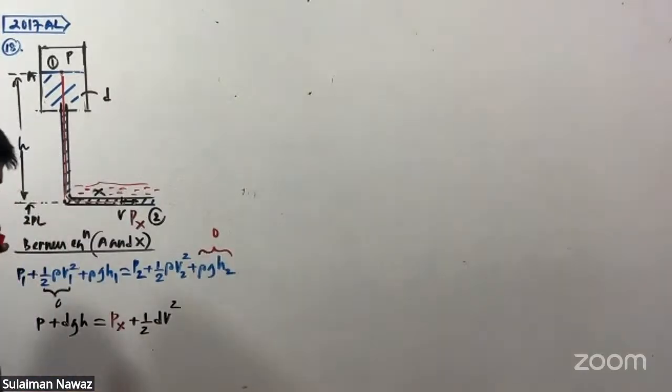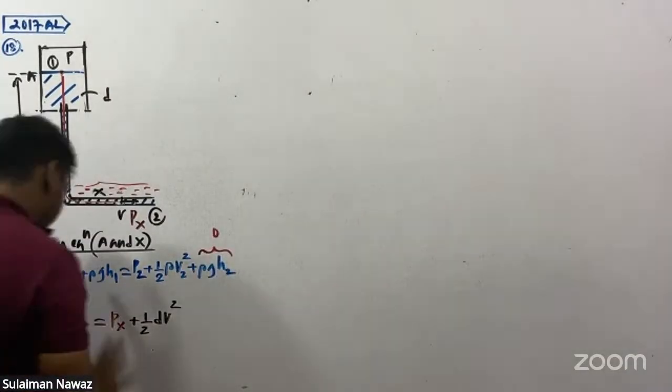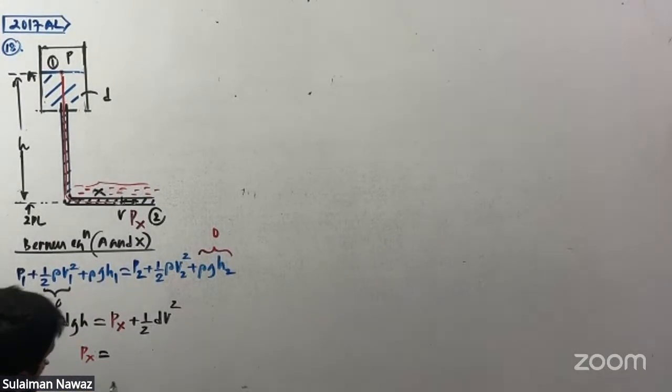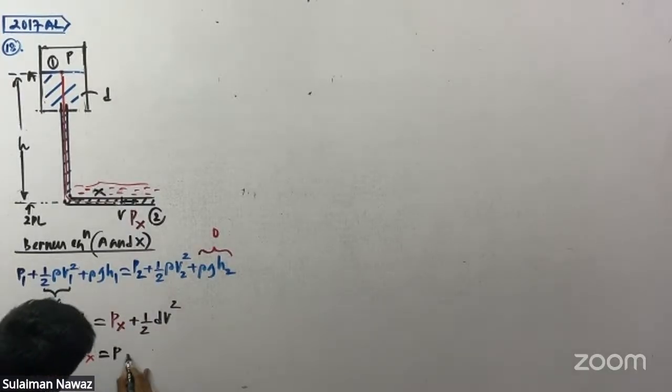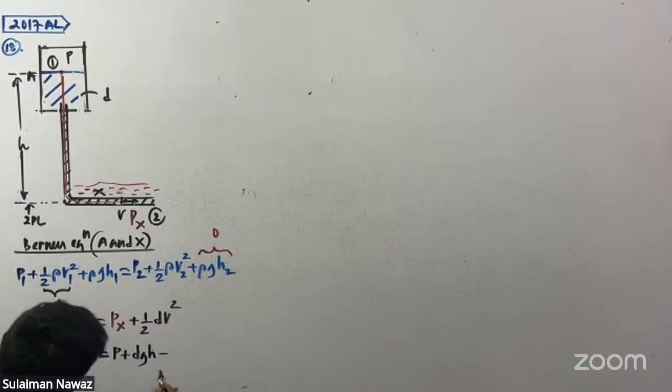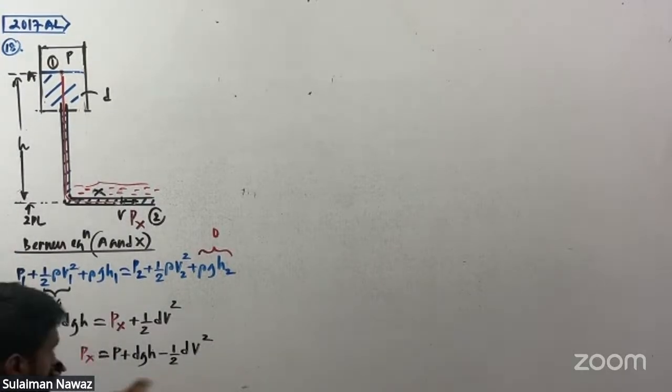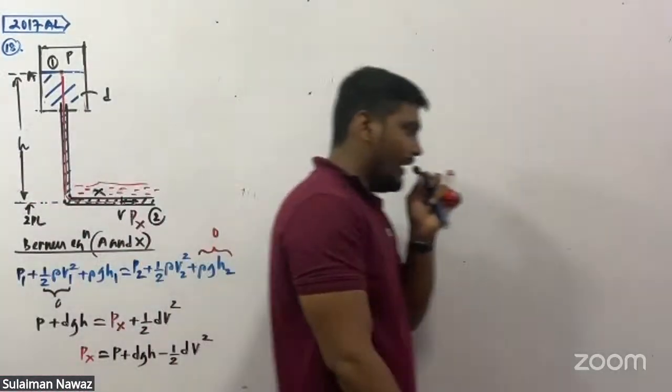If I make Px the subject, I can write down my Px equals capital P plus dgh minus half dv square. This is very clear. Up to now, everything is very clear.